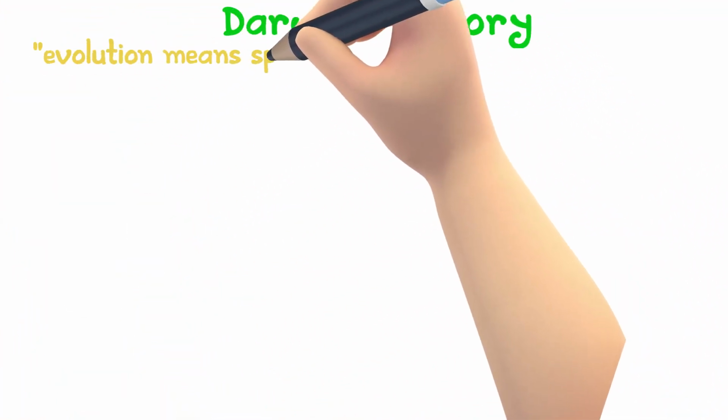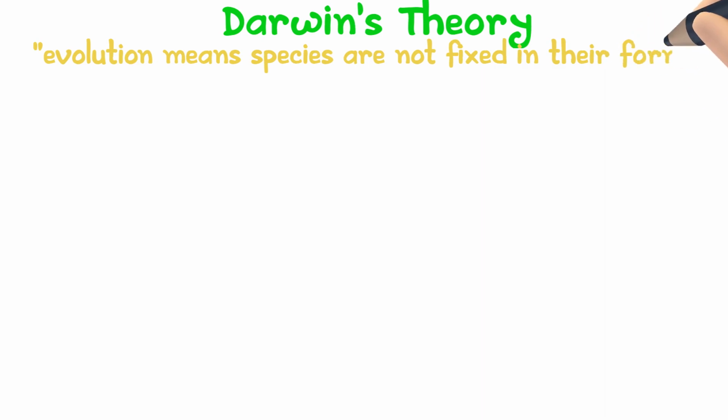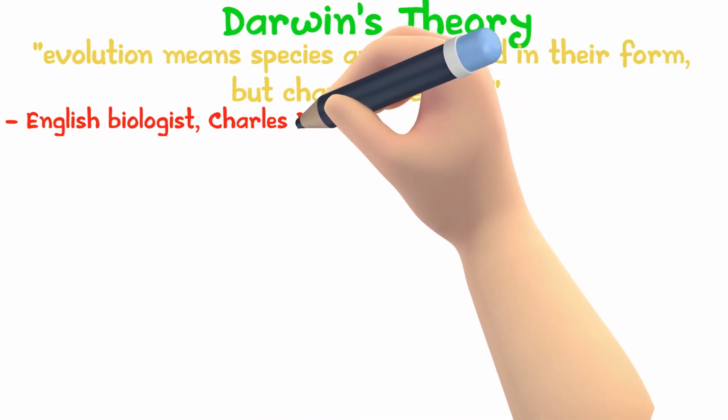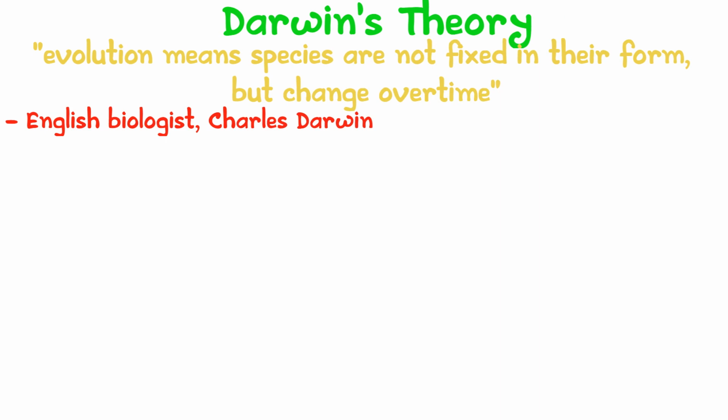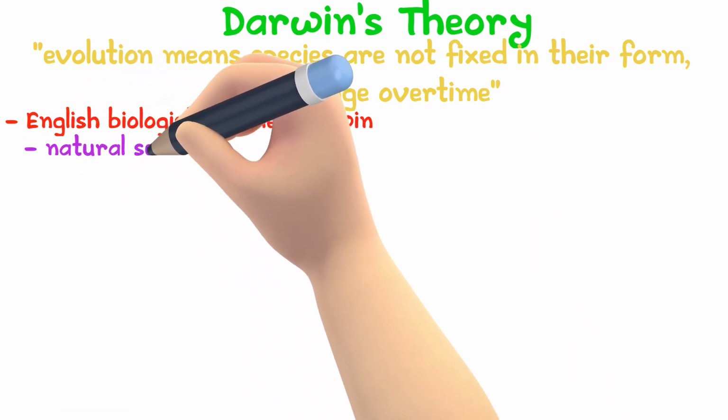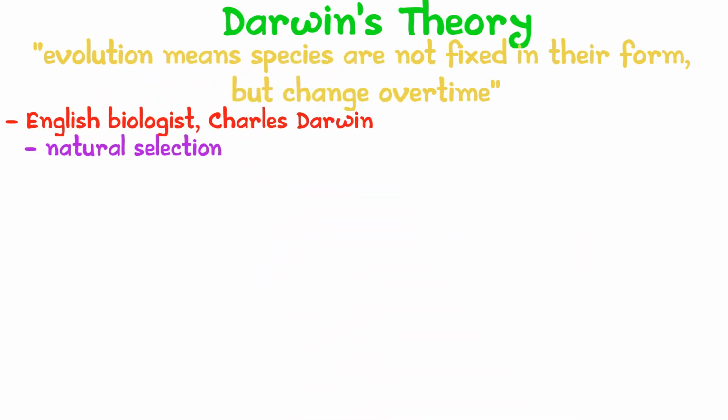Evolution means that species are not fixed in their form but change over time. English biologist Charles Darwin proposed that the mechanism for this evolution was natural selection. How did he come to this conclusion?